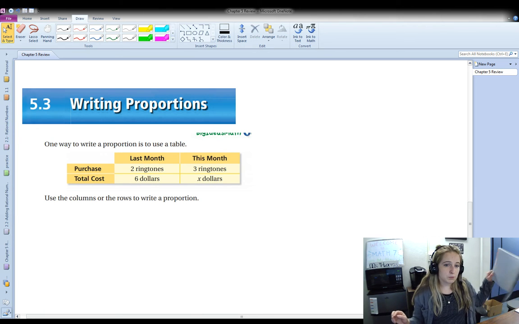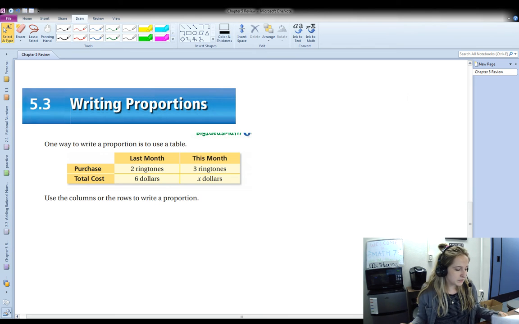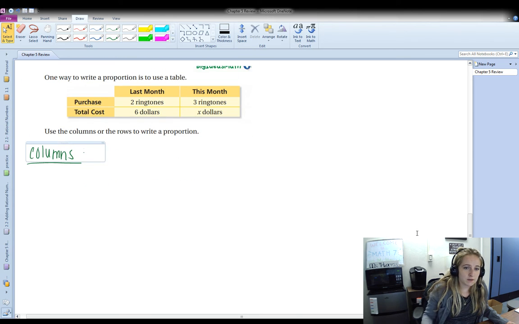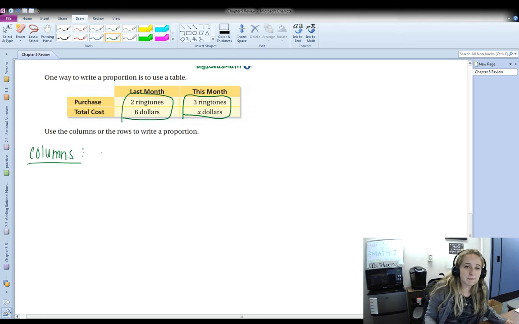So one way to write proportions is to use a table. This is one that you probably saw a lot in 5.3. So make sure that you know you can use either columns or rows to write proportions. If we're using columns, remember columns go from the top to the bottom. So we would do this right here and this right here. So we would set it up like this.